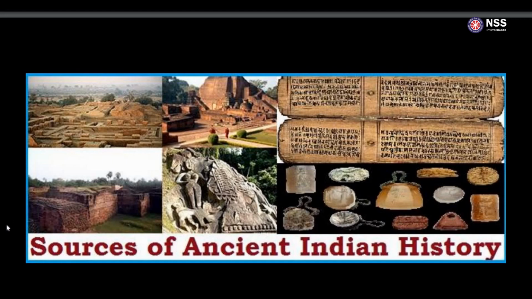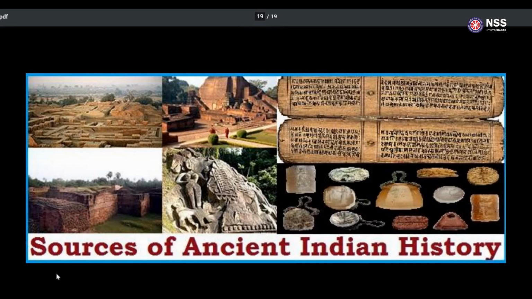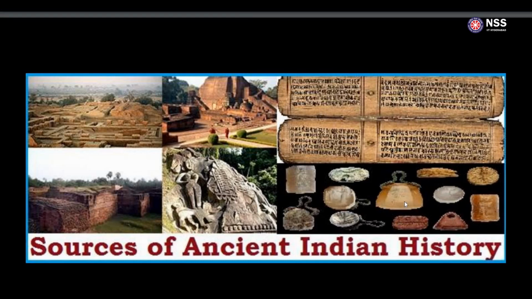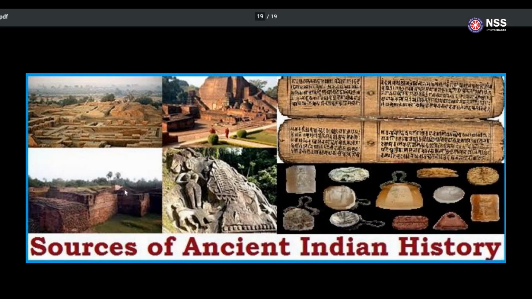Then see the last slide of our class. Here you find some pictures, right? Here there are some buildings, and here you find something inscribed on stones, like carved on stones. These are some women, I think their lifestyles. And then here you find a manuscript on which something is written, and here I think these are a few things which belong to the olden days. All these are the sources of ancient Indian history, right? They are called sources because from these things you can get much more information about the past. So these are regarded as the sources of ancient Indian history.